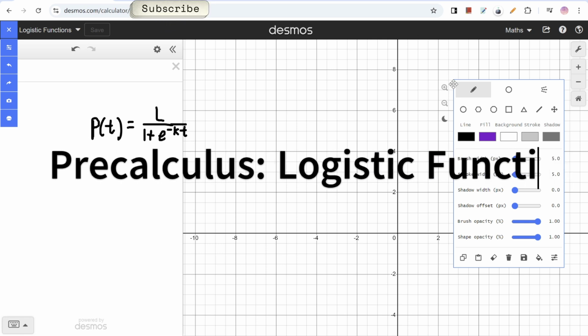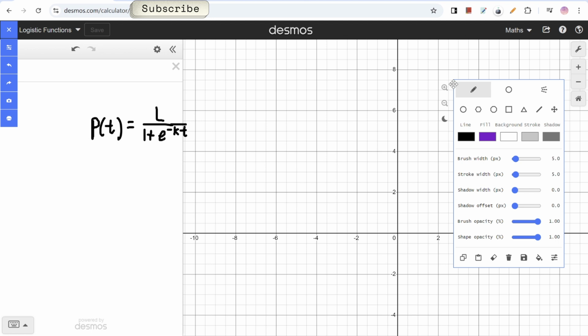Today is a lesson about logistic functions. Logistic functions are written in the format of P of t is equal to L, which is a constant, over 1 plus e, which is a constant that has a set value, to the power of negative kt. K is again a constant. The independent variable here is t.